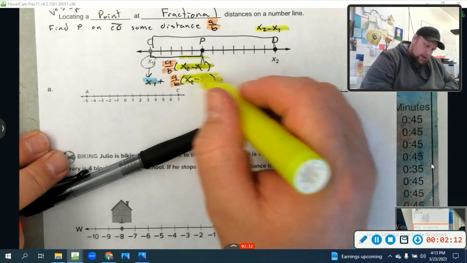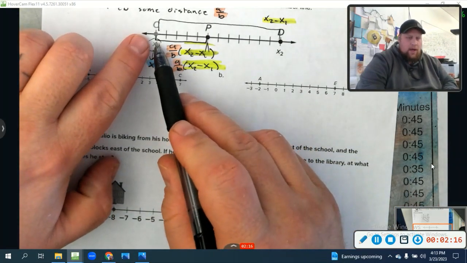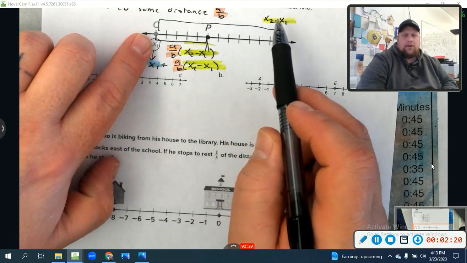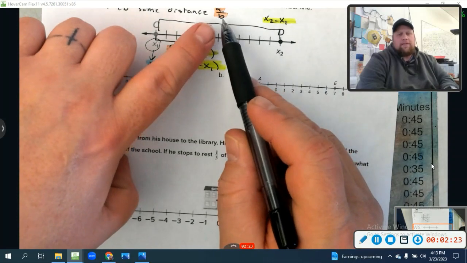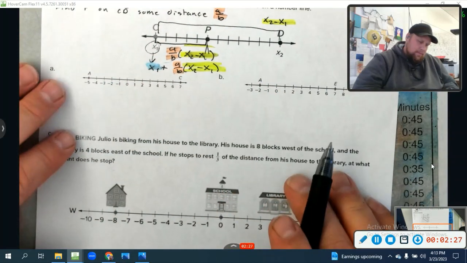Go ahead and write this down for now. All we're saying is we have some start point. We want to go a fractional distance to find the exact value of that point. I'm going to take the overall distance, multiply it by that fraction, and then add it to what I started at. And that's going to get me my number.